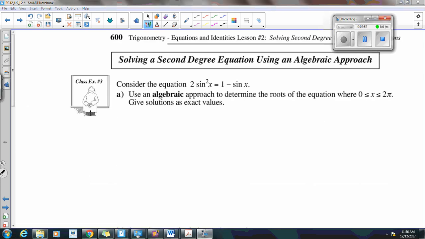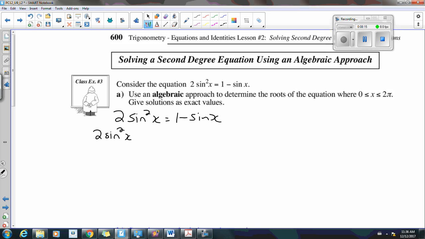Okay, so example 3 asks us to do the exact same question algebraically. So we already know what answers we're going to get because we just did it, but now we're going to see how we can do it algebraically. So just as if I was solving a quadratic equation, I'm going to move everything over to one side and make the other side equal to 0.